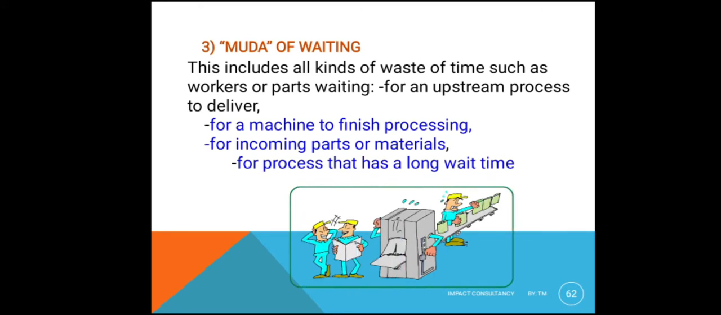The third one is Muda of waiting. This includes all kinds of waste of time, such as workers or parts waiting for an upstream process to deliver, for a machine to finish processing, for incoming parts or materials, or for a process that has a long wait time. Waiting for each other is waste of waiting: waiting for machine, waiting for material, waiting for semi-processed parts. So it's all about waiting.